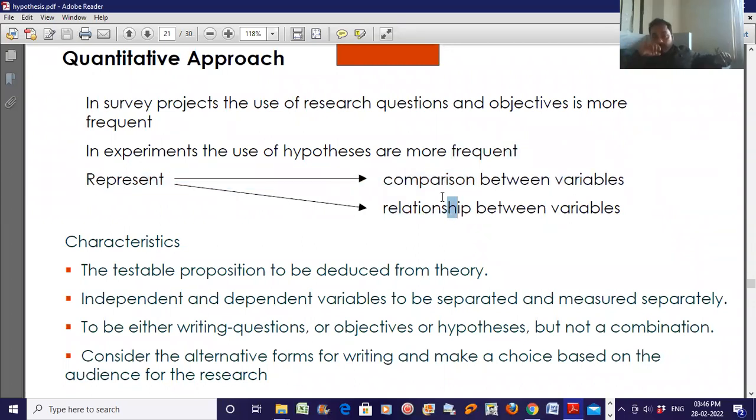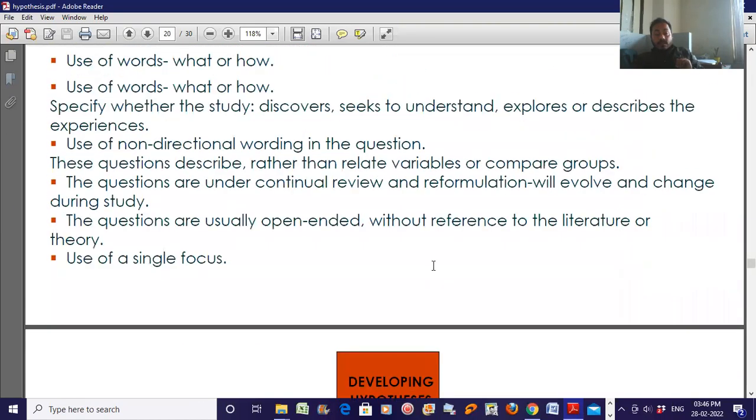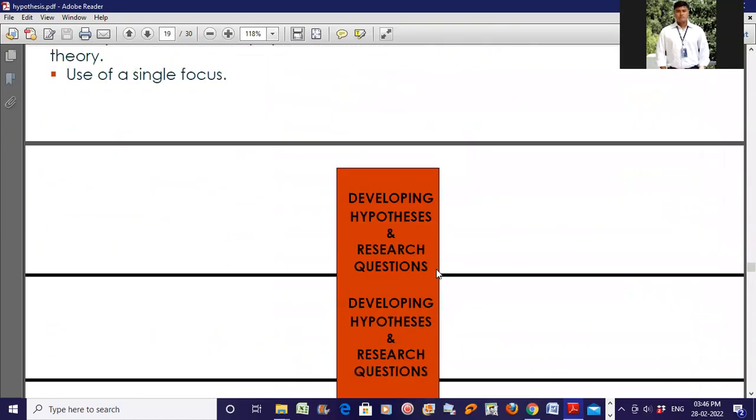Remember this completely. Please focus on these 2 points: relationship between the variables and comparison between the variables. Obviously, when we compare the variables, we find a relationship between them. So these two are the main focus when we are approaching a quantitative research based study, right? So this is the difference you have seen between qualitative and quantitative research.